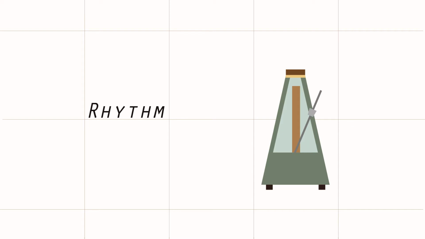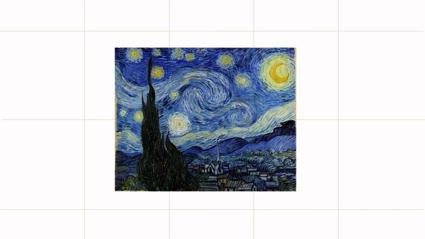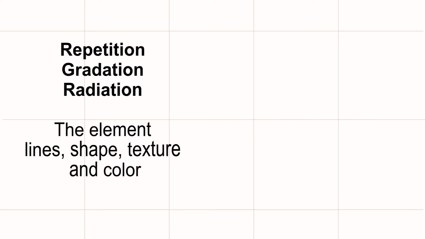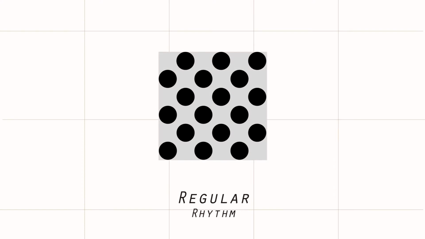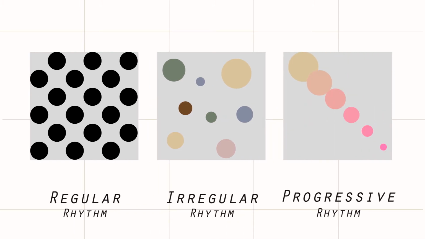We often hear the word rhythm when we are talking about things that have movement, like music, dance, or sport. However, rhythm can also be created visually by repetition, gradation, and radiation of elements. In design, there are three main types of rhythm. We have regular rhythm, irregular rhythm, and progressive rhythm.